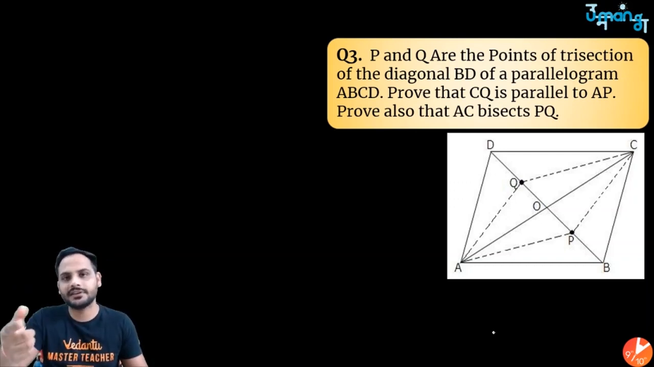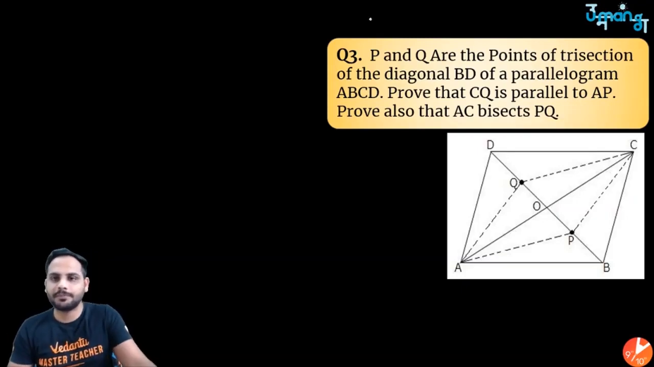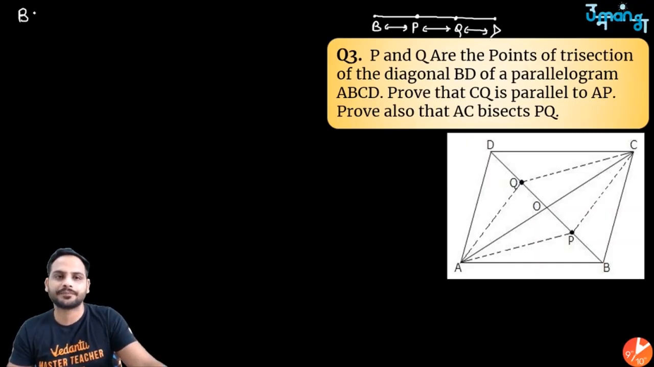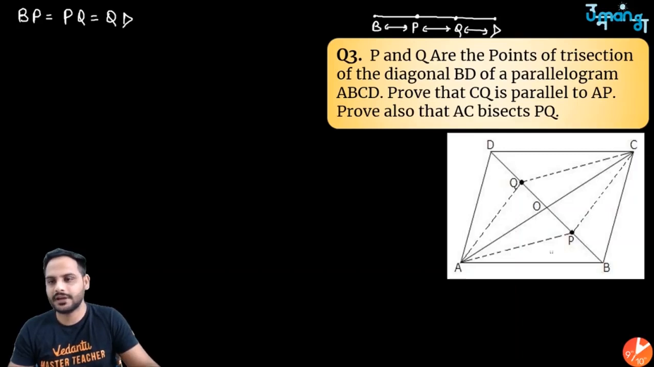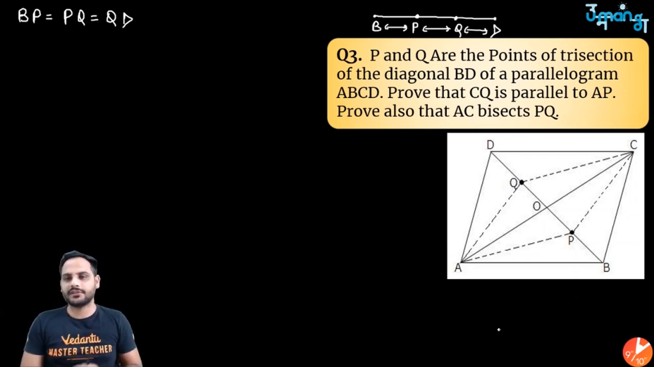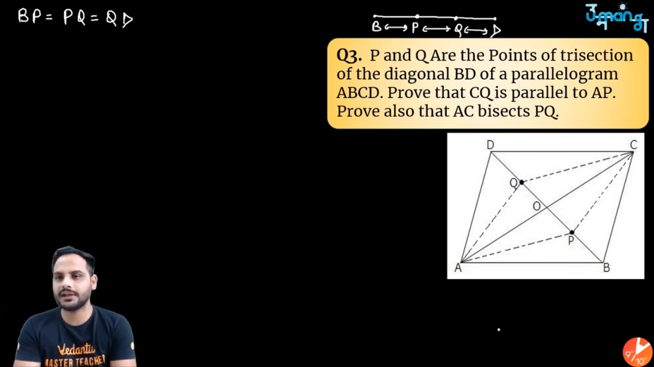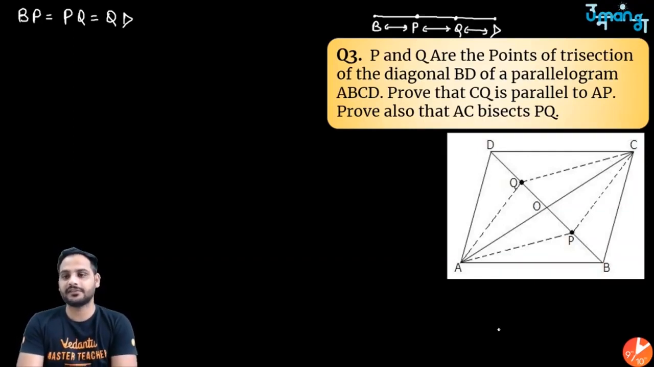Similarly, trisection means three equal parts. So if P and Q are trisecting the diagonal BD, that means BP, PQ and QD are equal to each other. BP is equal to PQ is equal to QD. Then prove that ACQ is parallel to AP and AC bisects PQ.